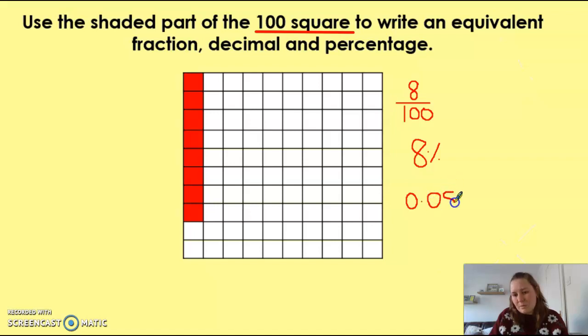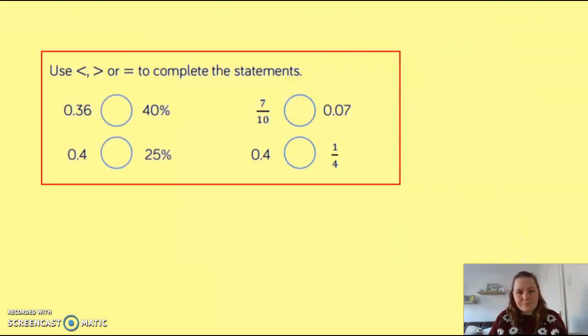And in that hundredths position, I'm going to put my 8. So I've got 8 hundredths. I hope that makes sense. This is going to get slightly trickier, but it's the same thing.